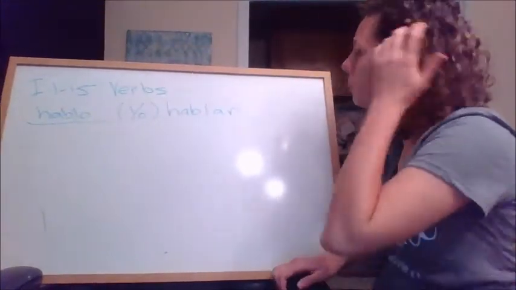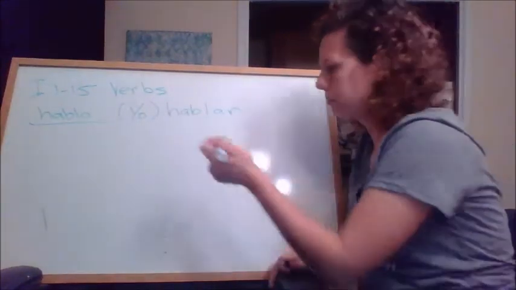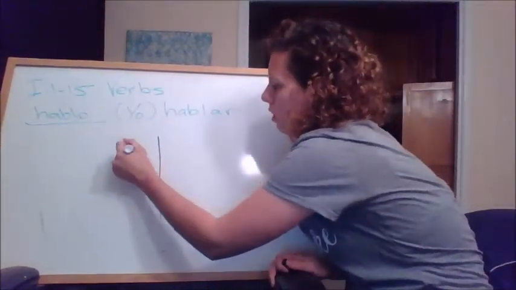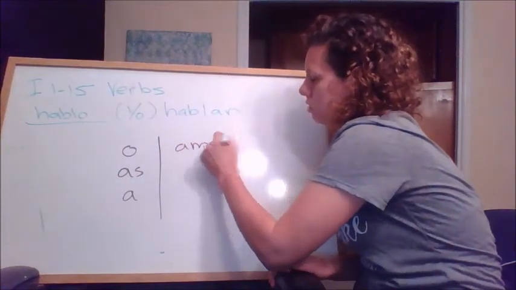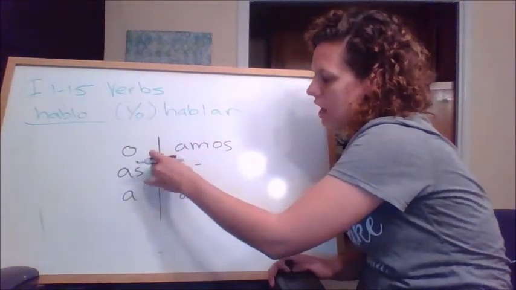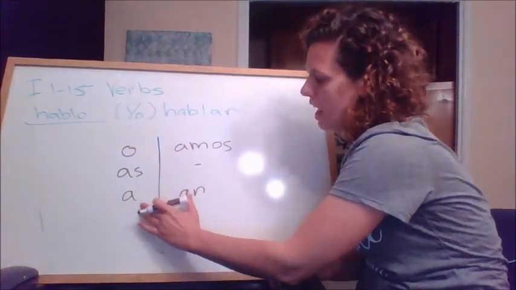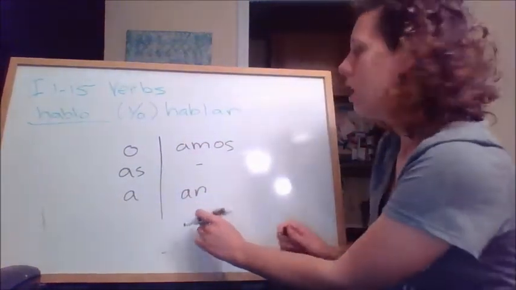The screen looks a little bit blurry. I'll just use a different marker. Okay, so endings for regular AR verbs, remember, are o, as, a, amos, and an. So yo gets an O, tú gets an AS, él, ella, usted get A, nosotros gets amos, ellos, ellas, ustedes get an.